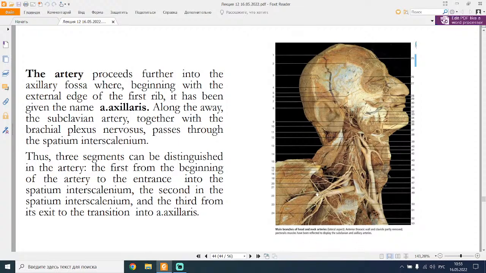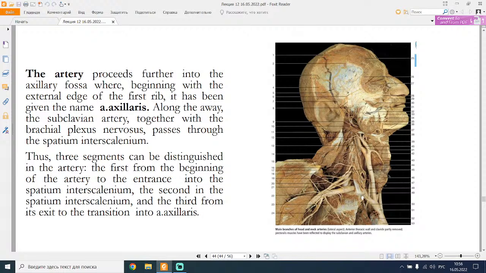The artery proceeds further into the axillary fossa, where, beginning at the external edge of the first rib, it is given the name arteria axillaris. Along the way, the subclavian artery, together with the brachial plexus, passes through the spatium interscalenum. This you see, spatium interscalenum.